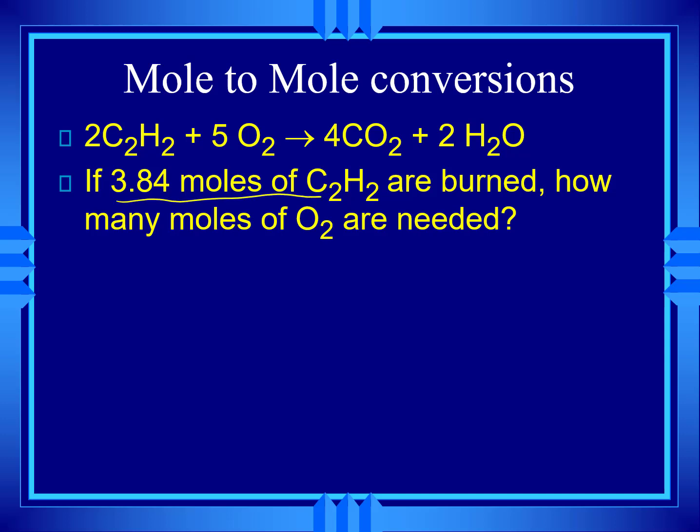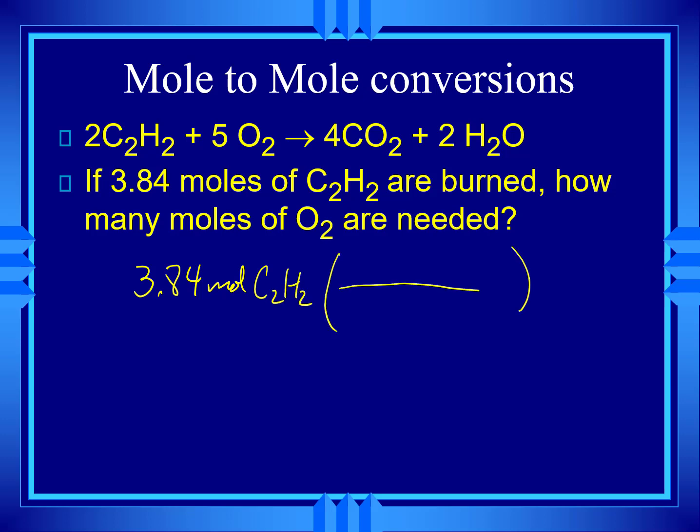So if 3.84 moles of C2H2 are burned, how many moles of O2 are formed? I start by writing down what they gave me. 3.84 moles of C2H2. Set up my conversion factor to get rid of moles of C2H2, so it has to go on the bottom. I can turn moles of C2H2 into moles of anything else in the equation, and since they asked about O2, I'm going to choose O2. The coefficient in front of O2 is a 5, and the coefficient in front of C2H2 is a 2.